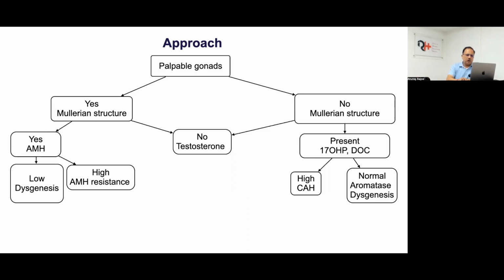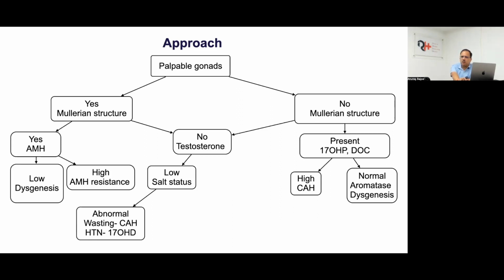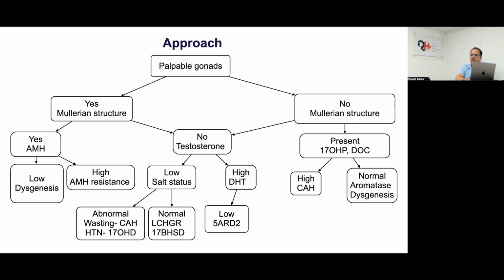So look at testosterone. If testosterone is low and salt status is abnormal, you are dealing with a salt-wasting form like CAH, 3-beta-HSD, or, with hypertension, 17-hydroxylase deficiency. If salt status is normal, think of LHCG receptor or 17-beta-HSD defects. On the other hand, if testosterone is high and DHT is low, it's 5-alpha reductase, and if DHT is high, it is AIS. So this is the general overview: a 2x2 table of palpable gonad and Mullerian structure will give you a clue.